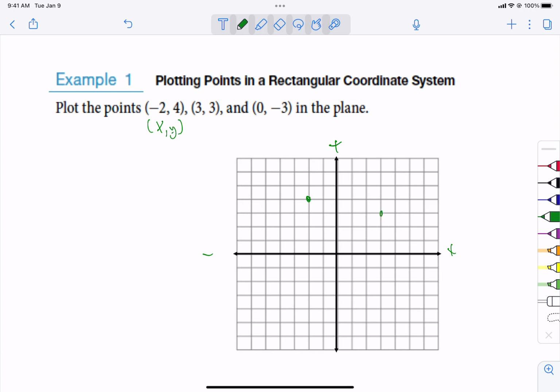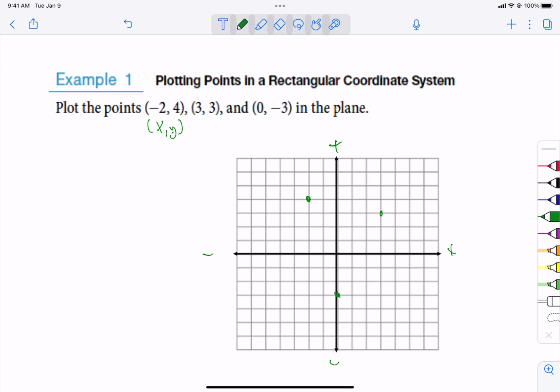And then 0, negative 3, that is considered a quadrantal point. If we land on one of the separations between the quadrants, either the x or y axis, we consider that a quadrantal point. So 0, negative 3 means I go left and right nothing. I just go down 3. So that's our negative.